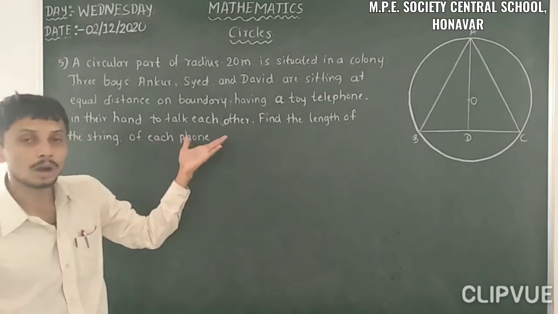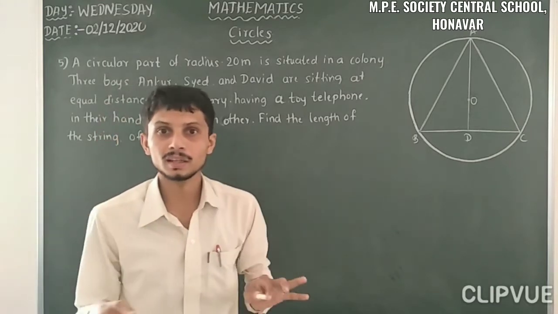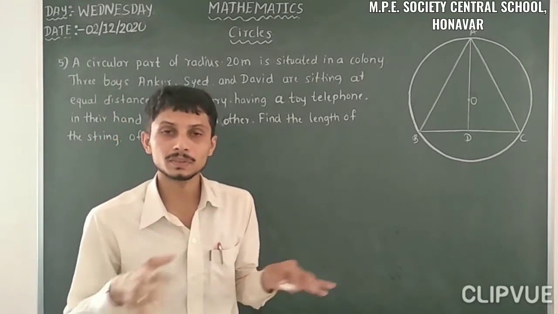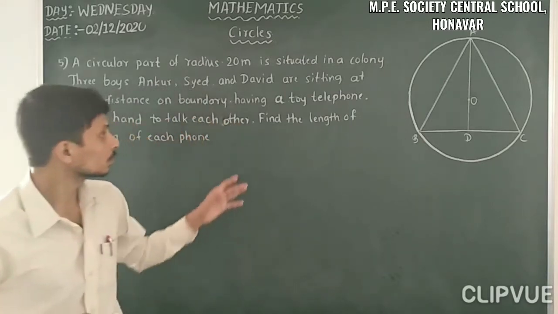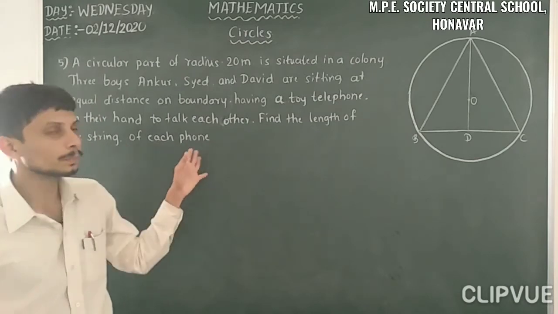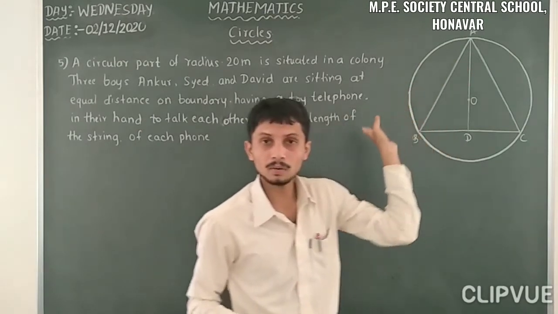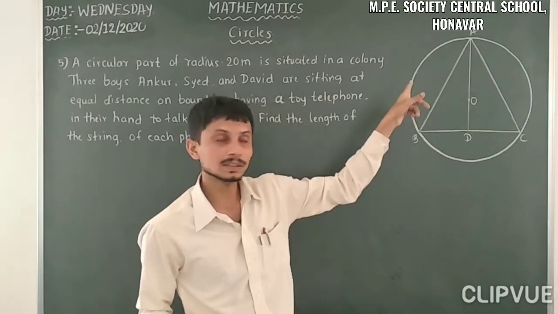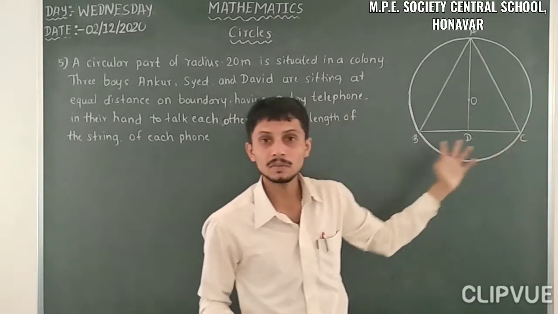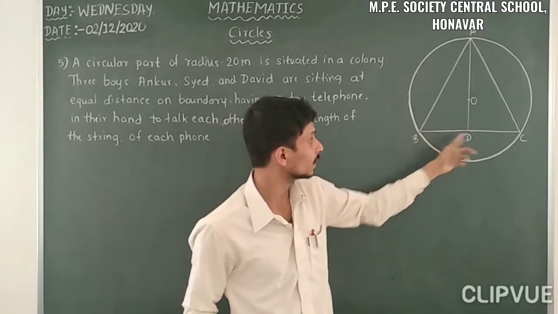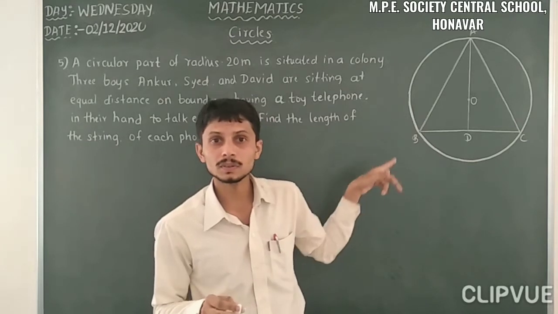With the toy telephone, as you already know, they talk to each other. The telephones are connected with wires, so we can talk with each other using those wires. Find the length of the string of each telephone. That means there are three telephones interconnected with each other, and we have to find the length of the string between each pair.